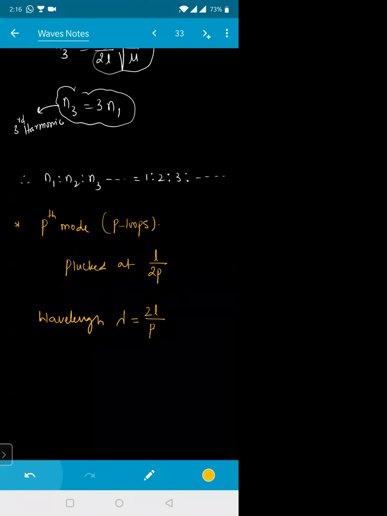Antena? Wavelength will be equal to how much, beta? Plugged at a point of L by 2P. So wavelength will be equal to how much, beta? 2L by P. Antena?